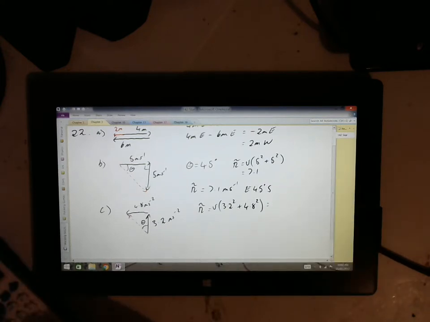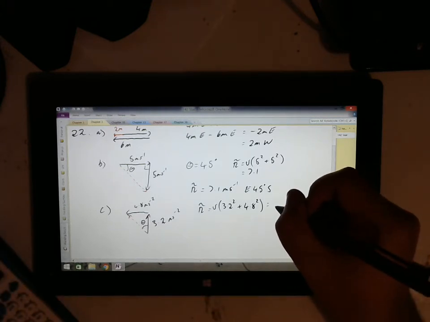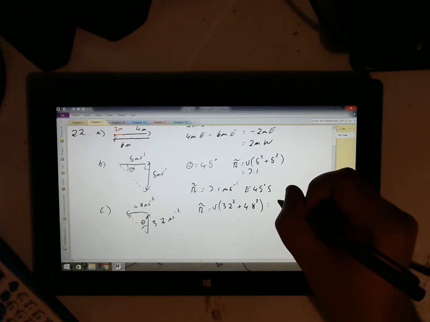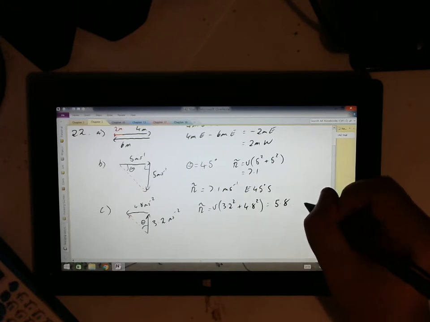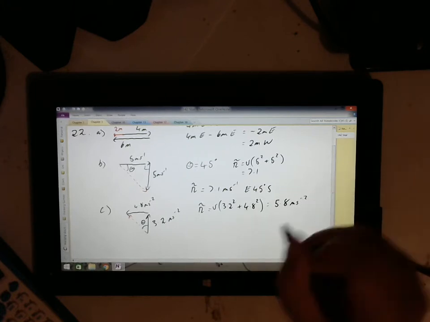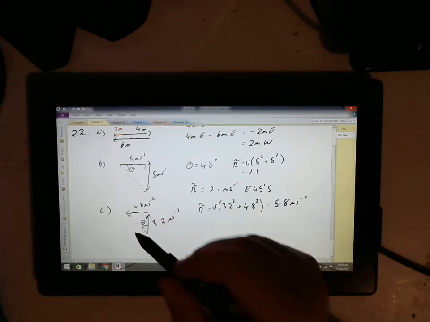Let's check that in. 3.2 squared plus 4.8 squared. Take the square root of the answer, we get 5.77. Let's go just 5.8 meters per second squared. Now let's work out the angle.